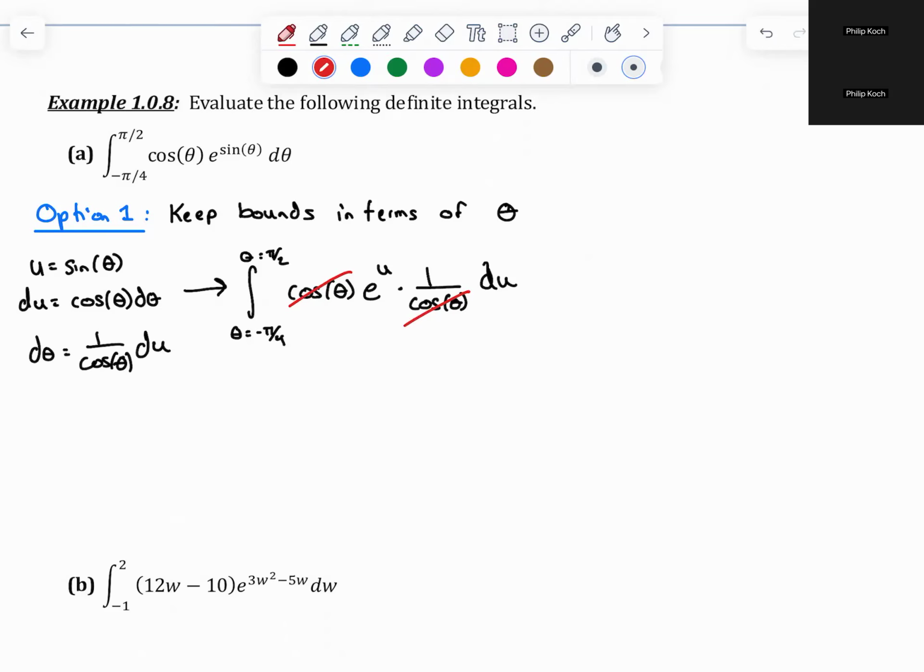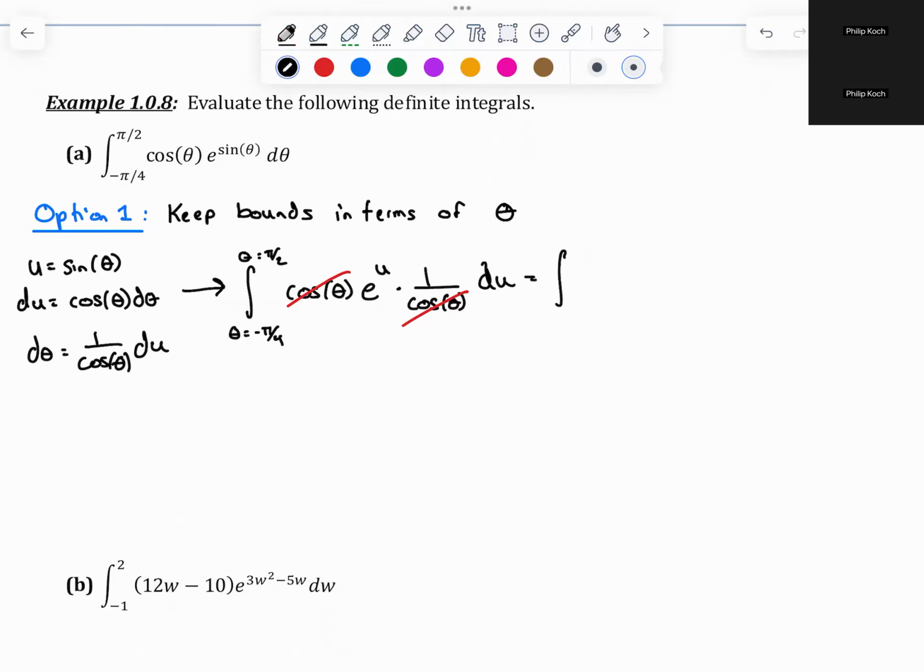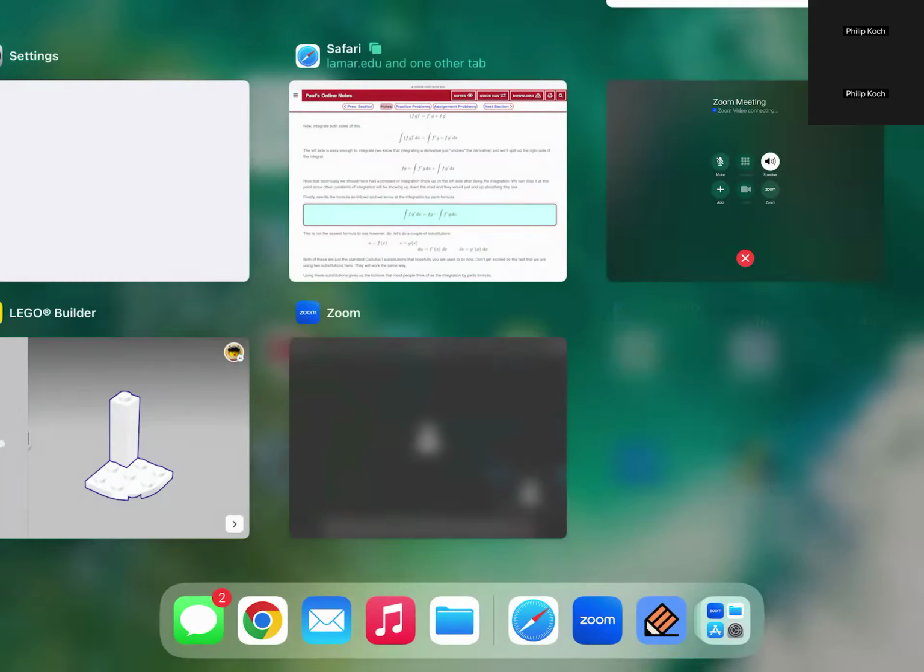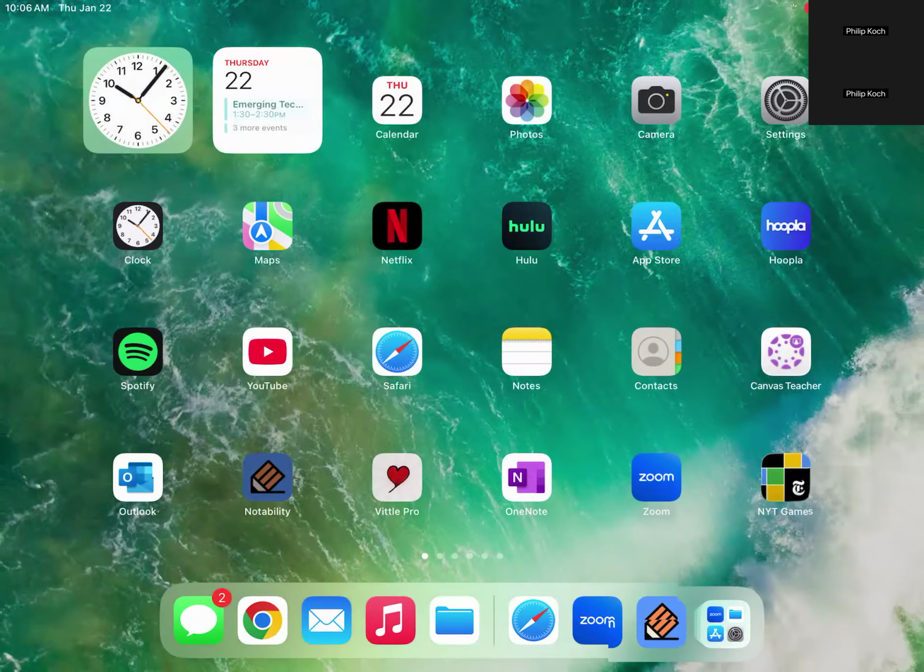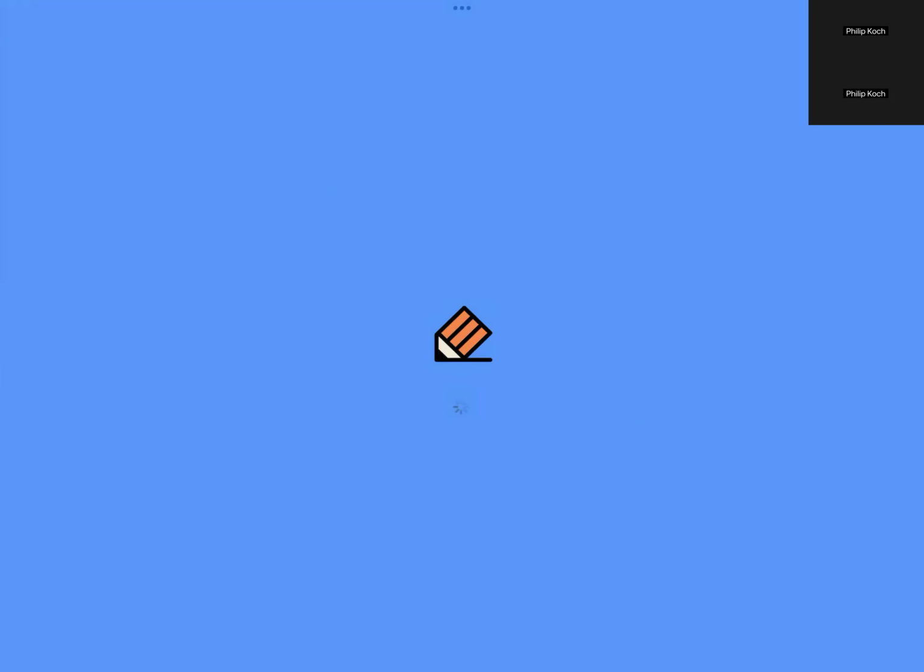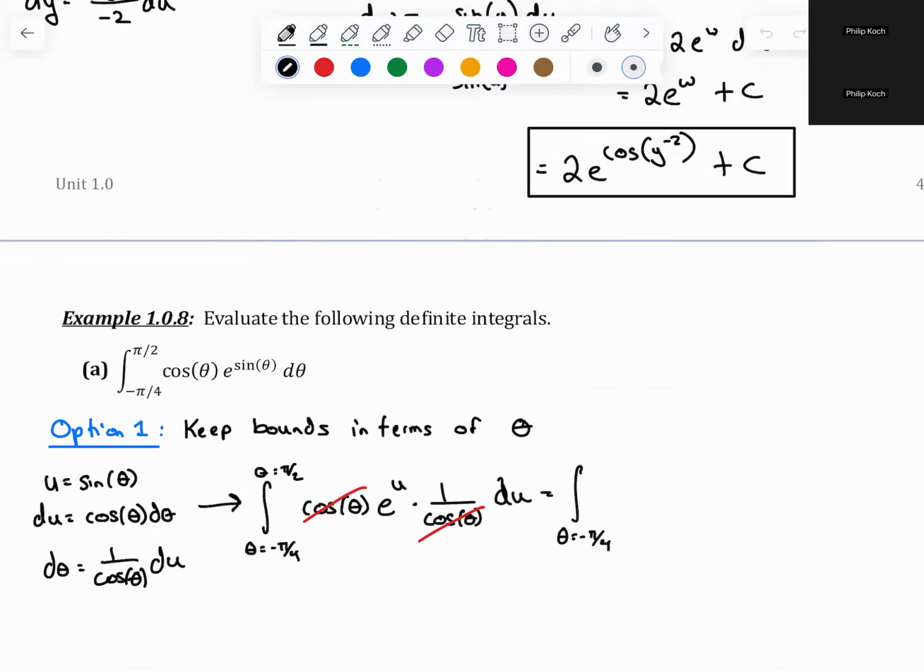So this now becomes the integral from theta equals negative pi over 4. Sorry, the app is going lame, and so I need to reload it. It starts to lag after a little while. Theta equals negative pi over 4 to theta equals pi over 2.